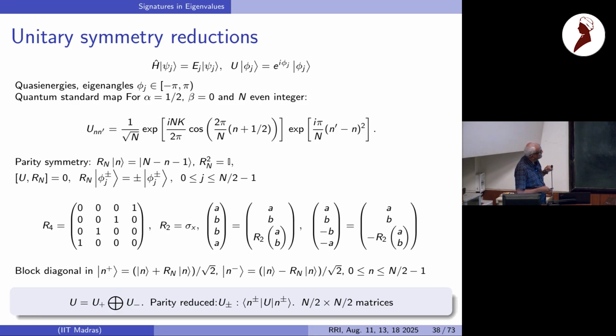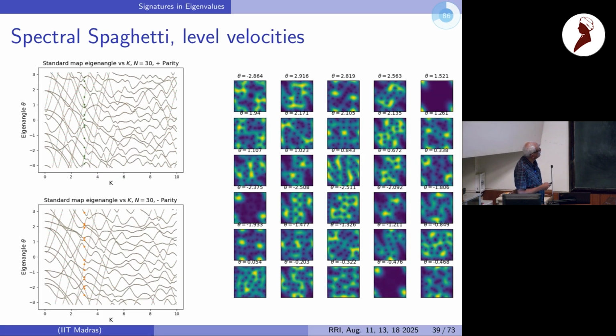And for a given value of k, you have n/2 eigenvalues for a given symmetry reduced sector. You have exactly n/2 positive parity. You have n/2 negative parity. So here I've taken n equals 30. So you have 15 states which are positive parity, 15 states which are negative parity. I'm simply plotting them, eigenangle. They go from -pi to pi as a function of this k.